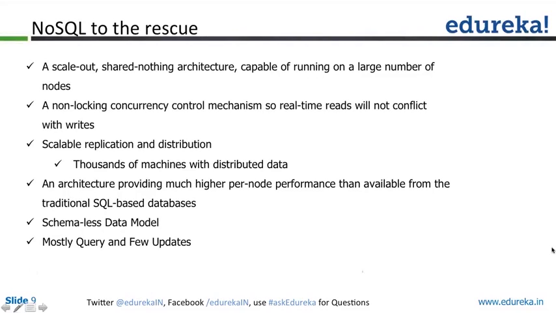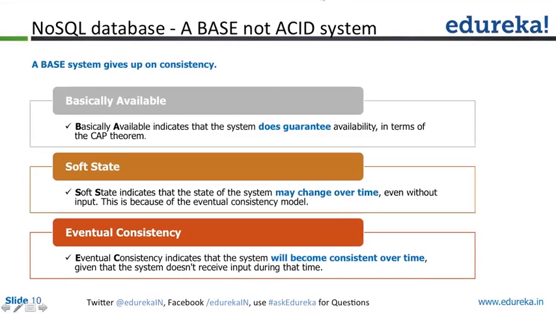So what does a NoSQL database actually follow? They follow something called BASE, but not an ACID system. BASE, what does BASE mean? BA stands for basically available. The system does guarantee complete availability in line with the CAP theorem, but naturally it gives up consistency to make it available.